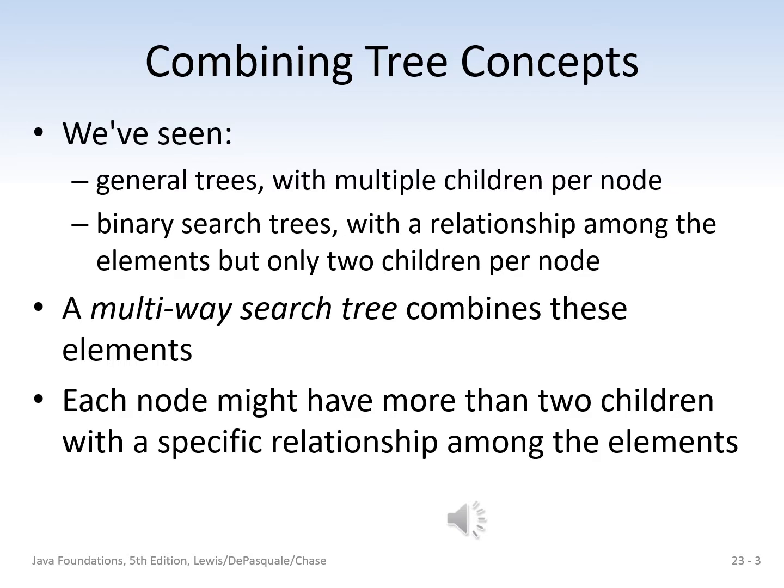So far in this course, we've looked at trees that had multiple children per node, or general trees, and we also looked at binary search trees where there's a relationship among the elements, but only 2 children per node. A multi-way search tree combines the elements of binary search trees and general trees. Each node may have more than 2 children with a specific relationship among those children. And we're going to look at 2-3 and 2-4 trees next.